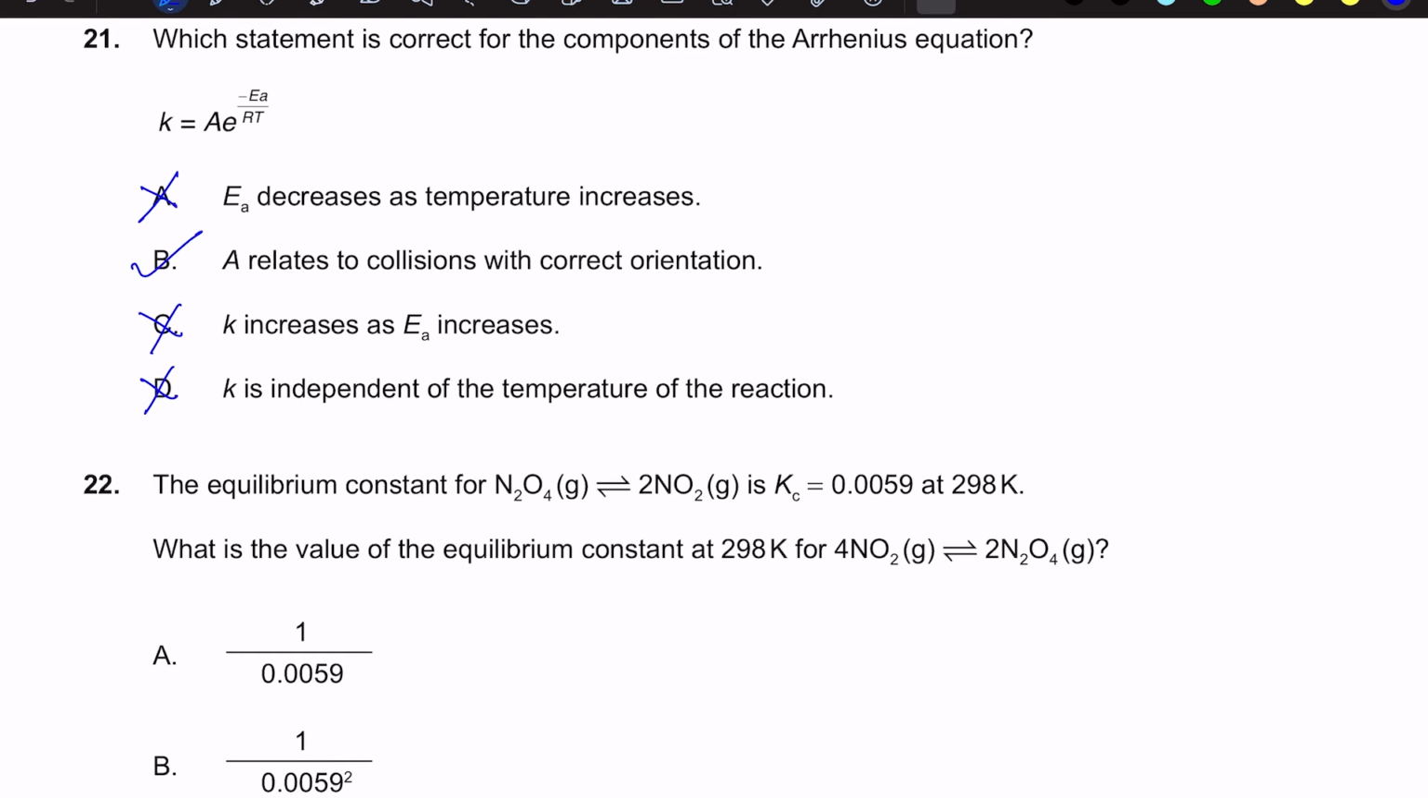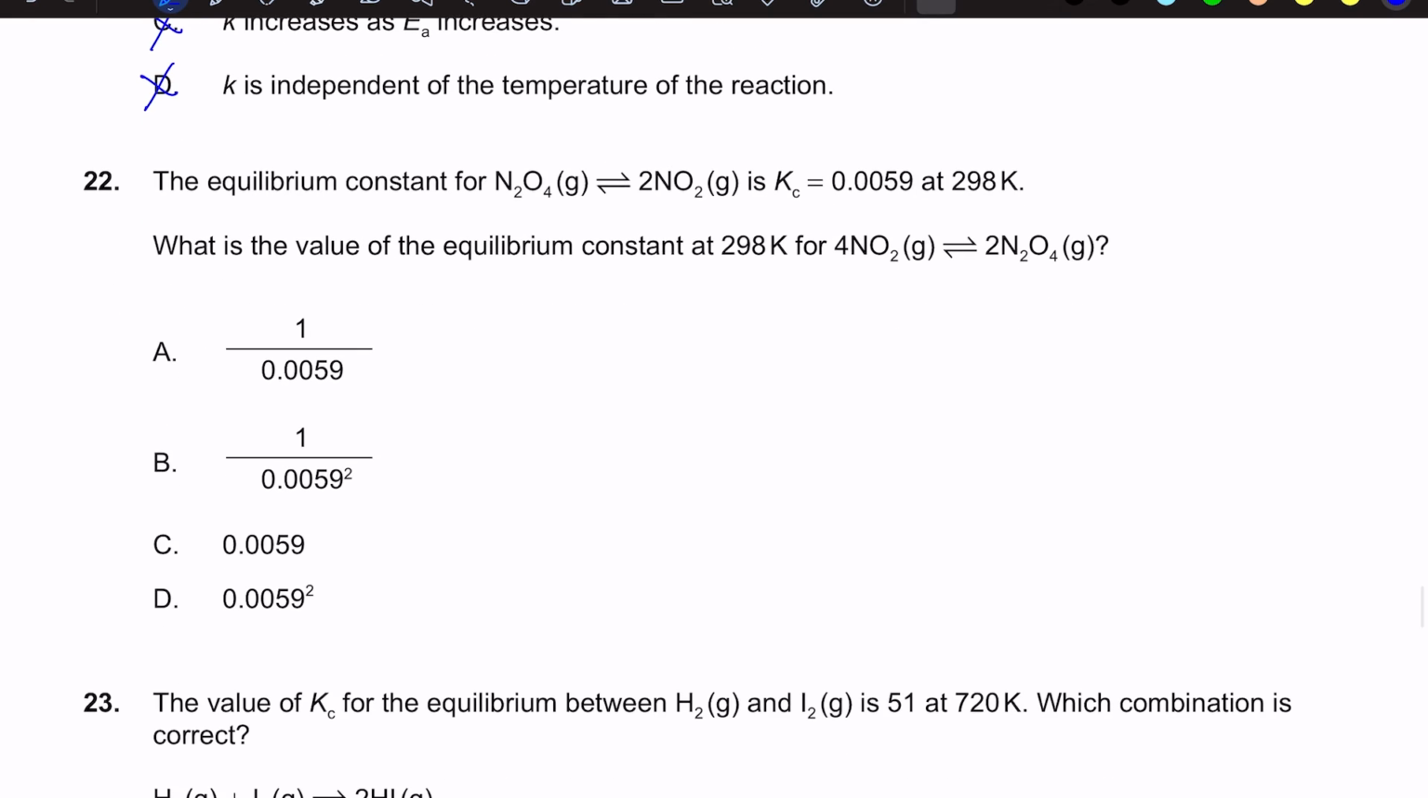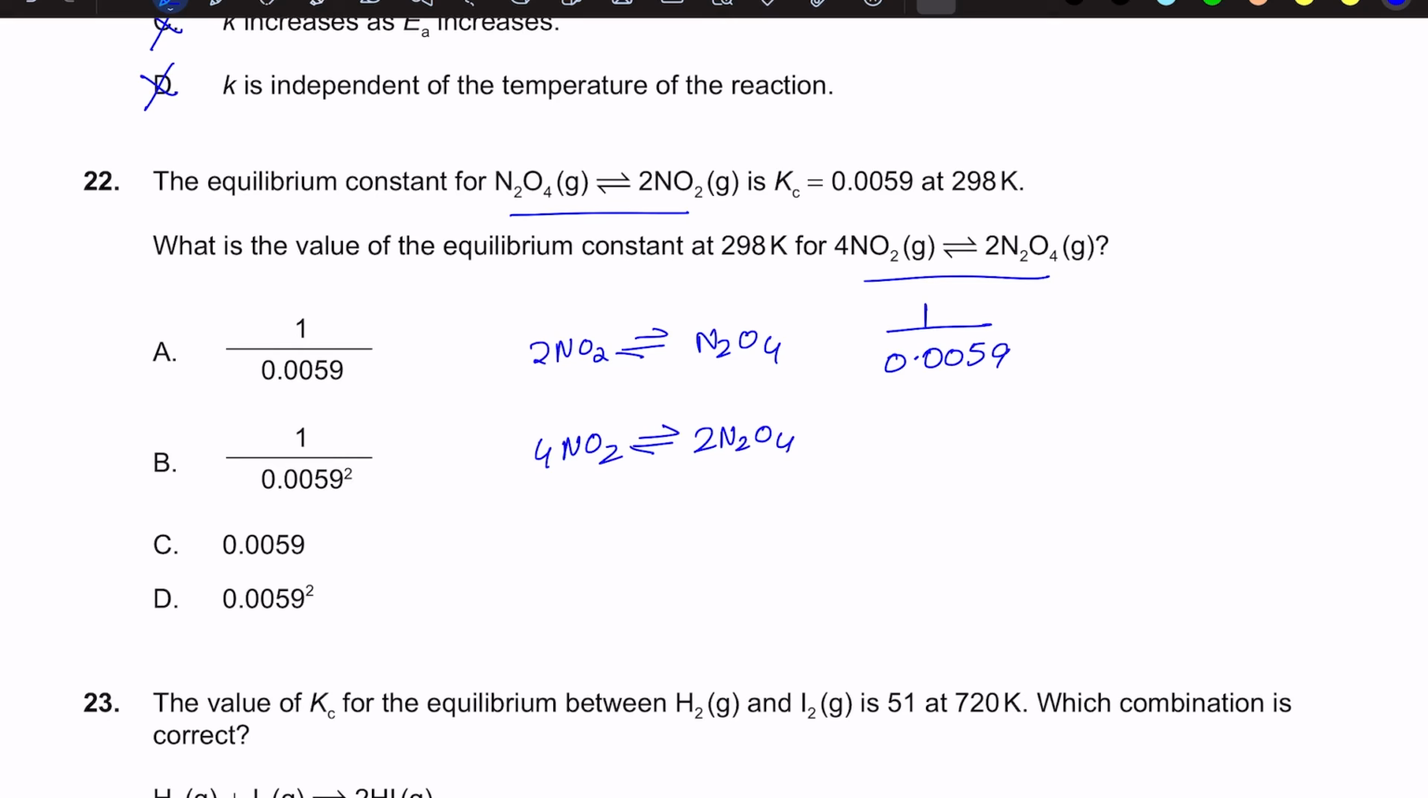Now, the equilibrium constant of a reaction is given. You have to find the equilibrium constant of a different reaction. So basically, this reaction will be obtained if I flip the given reaction and multiply it by 2. If I flip my given reaction, the constant will become 1 by the previous value. And if I multiply it by 2, it will get squared. So 1 by 0.0059, this entire thing is under square. This will be 1 by 0.0059 whole squared. This is giving us option B as the right answer.